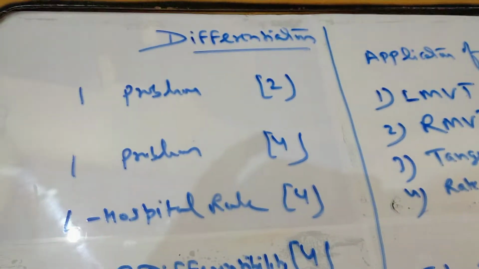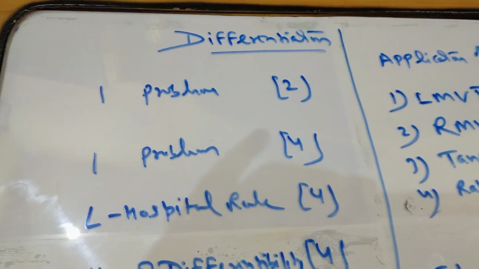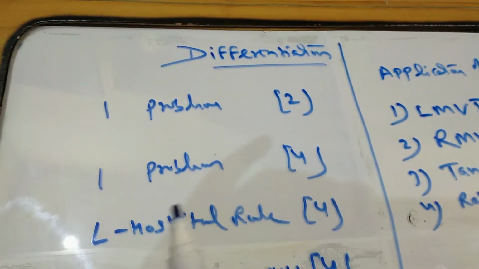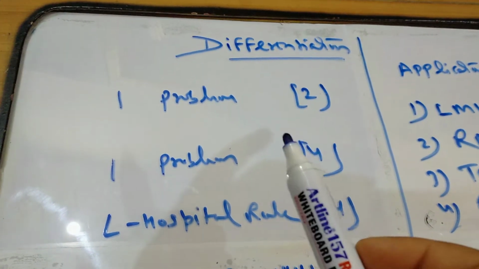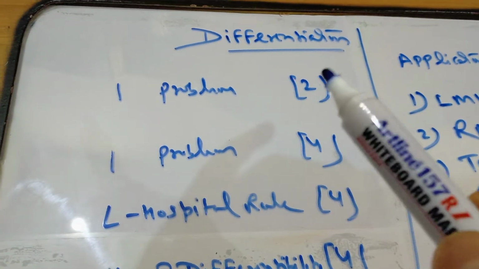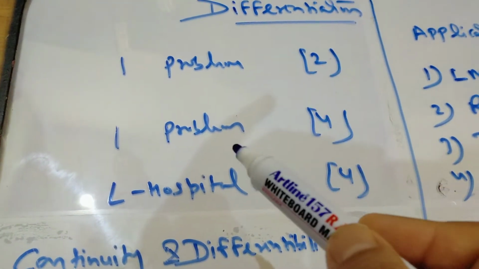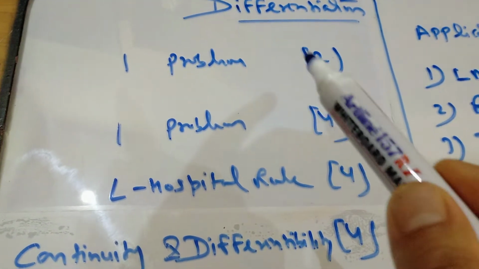Good morning students. This video is for class 12 students. In the last videos we started differentiation. We solved the direct problems, all the types of differentiation, and discussed what is differentiability, what is continuity. We already discussed what is L'Hospital rule. So far we have discussed this portion.